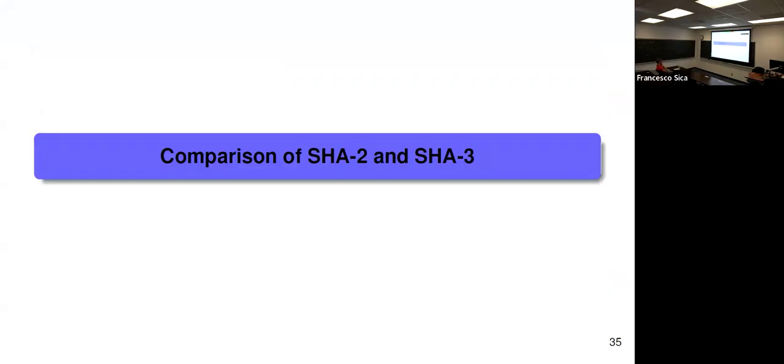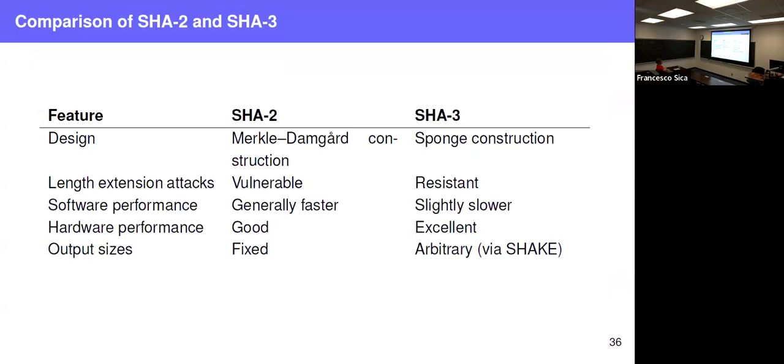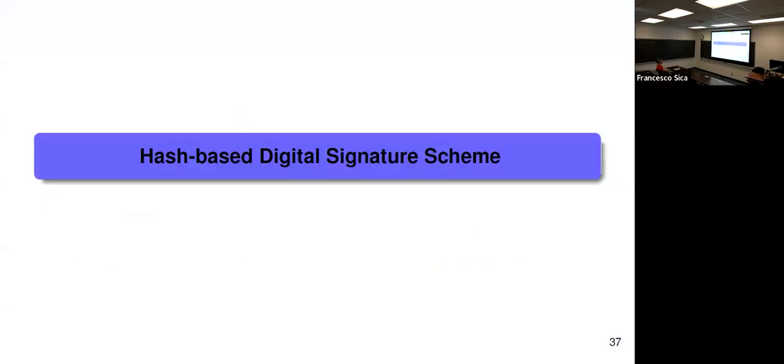So let's have a comparison between SHA-2 and SHA-3 right now. While SHA-2 uses the Merkle-Damgård construction, SHA-3 uses the sponge construction. SHA-2 is generally faster in software, but SHA-3 performs better in hardware. And it can also create the desired length of output by using its sponge shape.